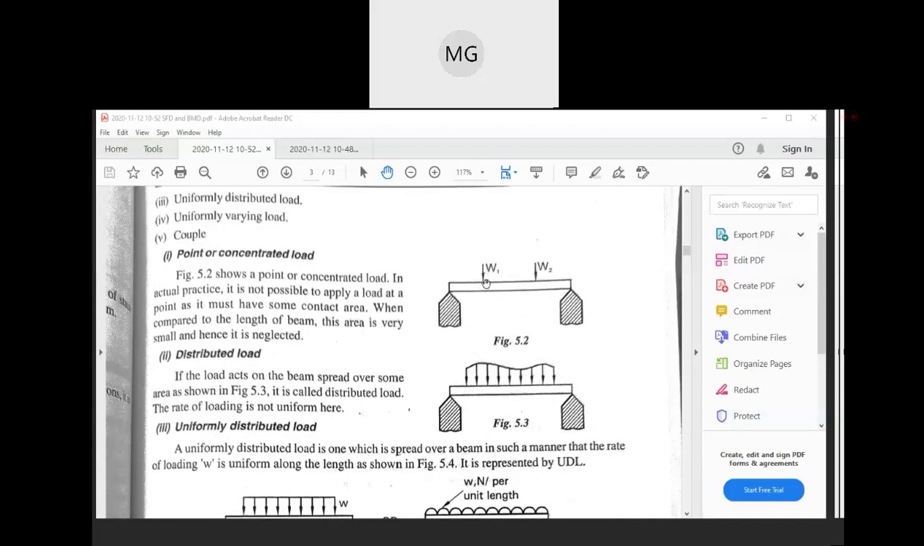For the point load, we show the simple sign like this, the pictorial representation. So this is point load.